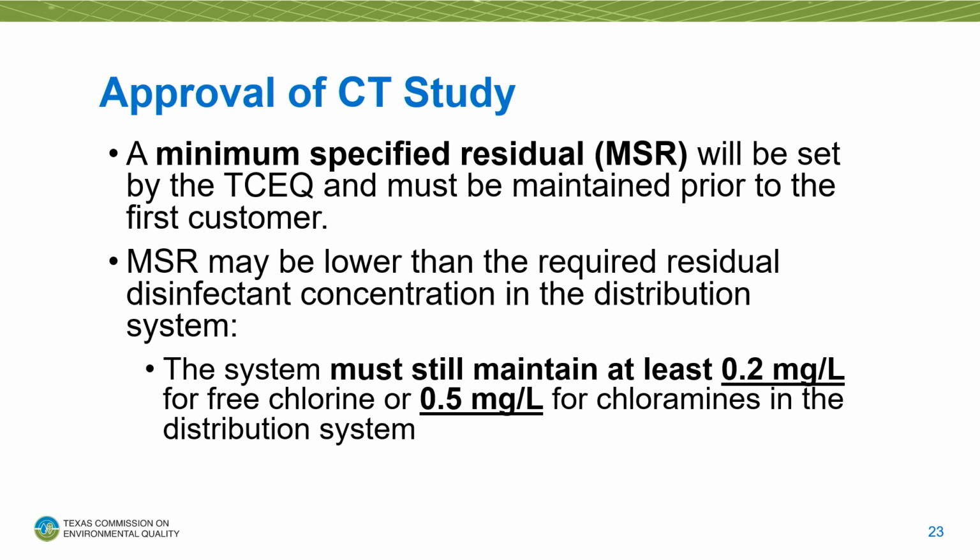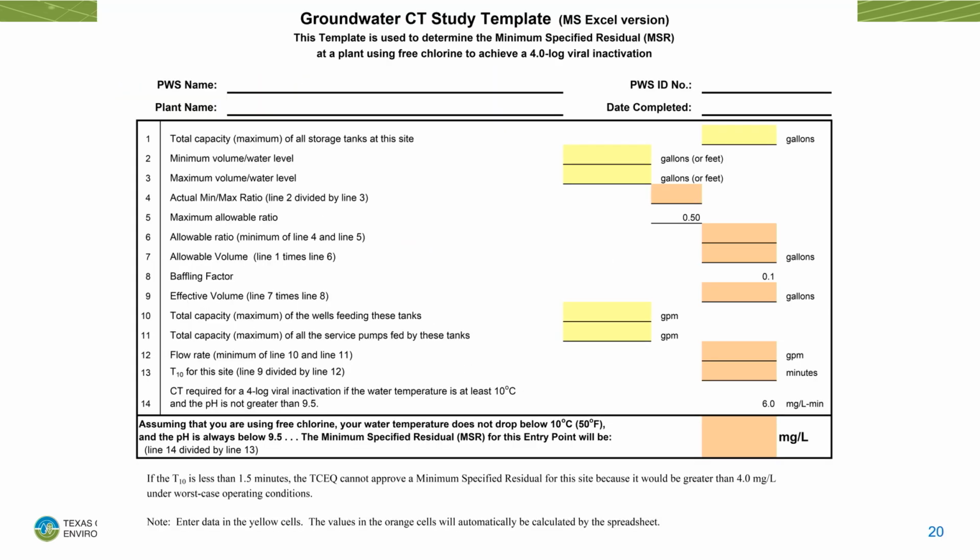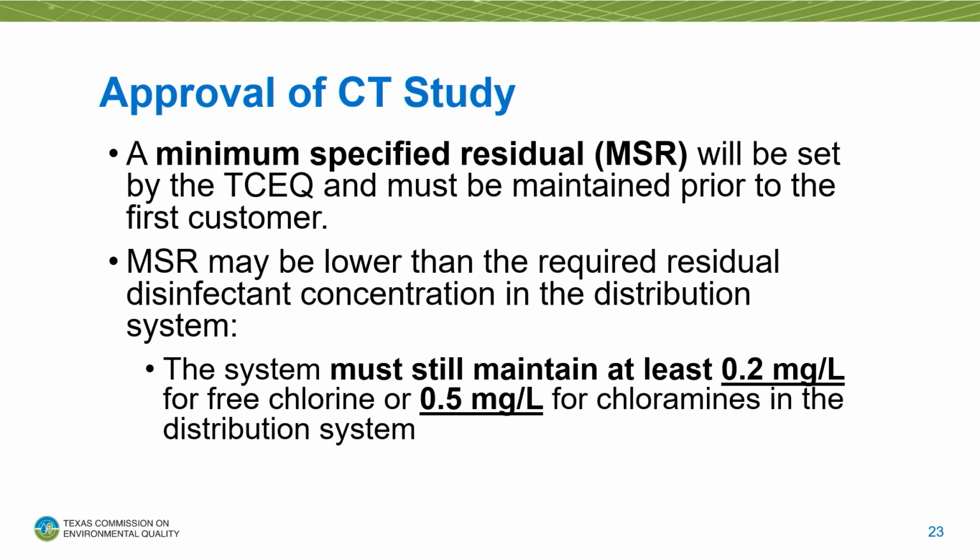Sometimes, and this is just a technicality, the minimum specified residual may be lower than what we actually require plants to have at distribution. So our minimum, no matter what, is the system must maintain at least 0.2 milligrams per liter of free chlorine or 0.5 milligrams per liter of chloramines in distribution. But sometimes when you fill this in, at the bottom, it'll give you like 0.1. So even if your template tells you 0.1, you still have to maintain a residual of 0.2.